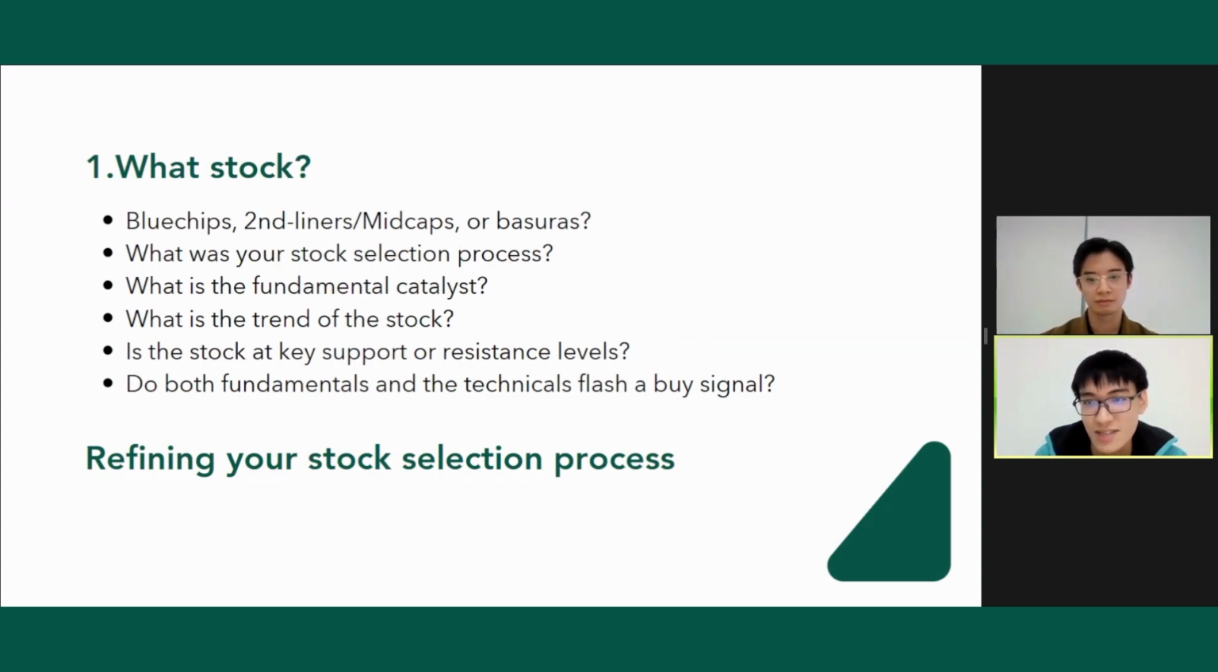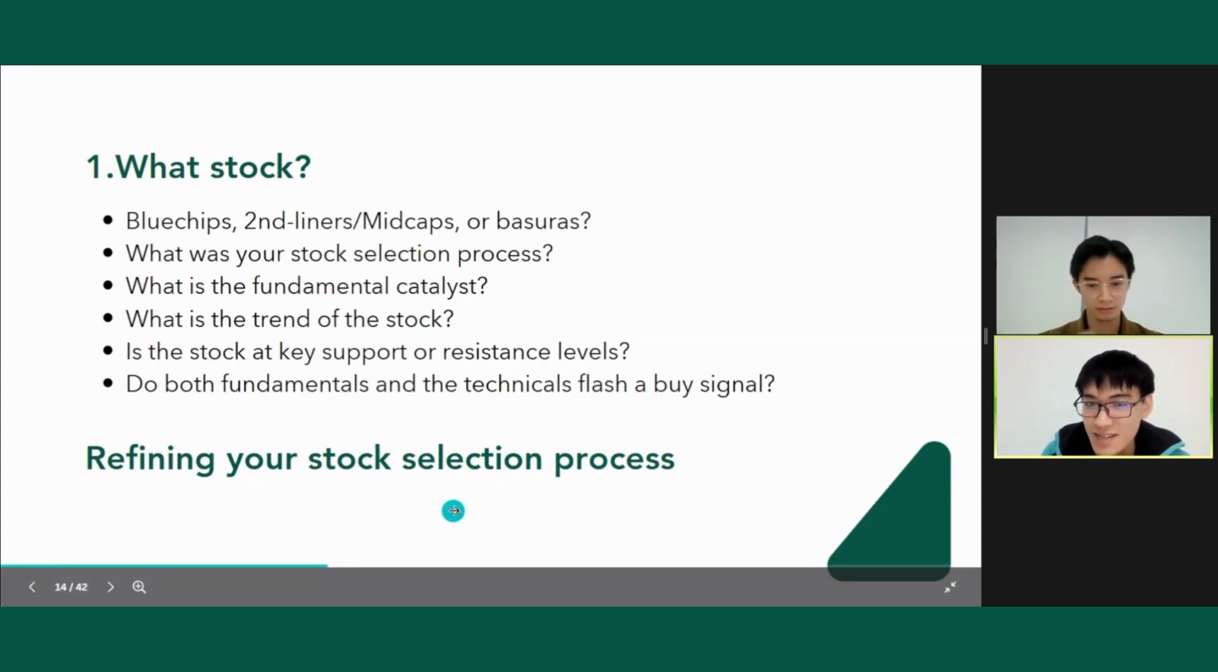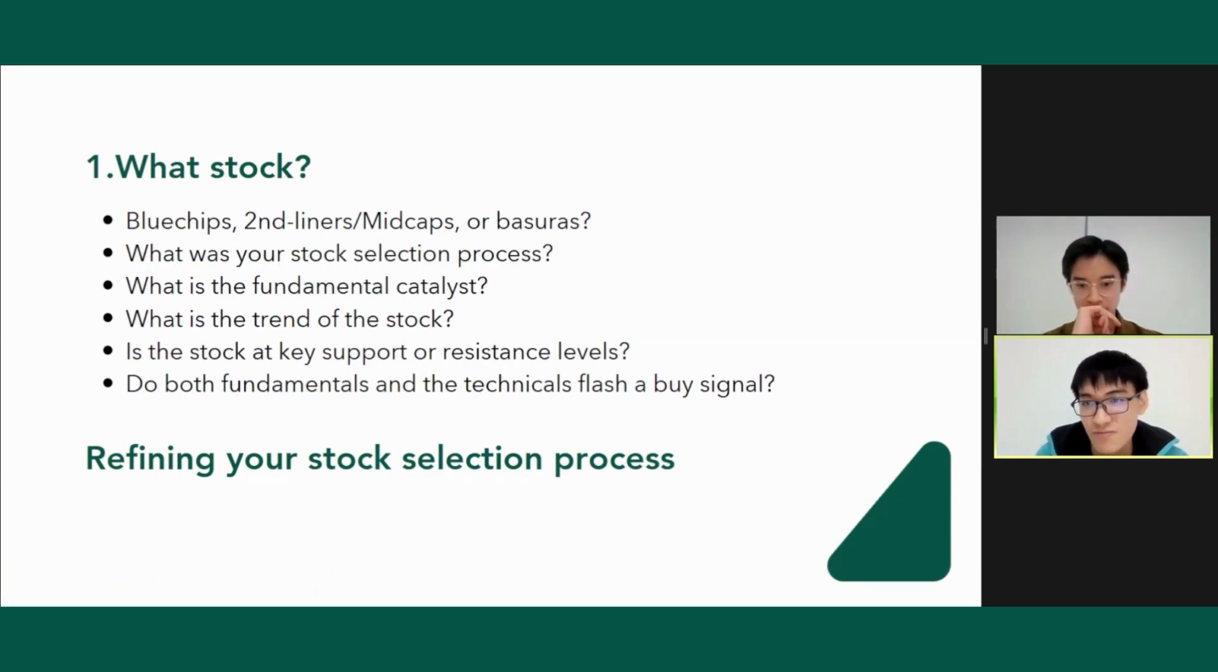So it's really thinking back: were the fundamentals and technicals aligning? That's how you determine if your stock selection was good or not. So that's what you have to review here. When you ask what stock, this is to allow you to refine your stock selection process. There should be a good reason why you bought the stock. So you have to refine that by looking at your journal.